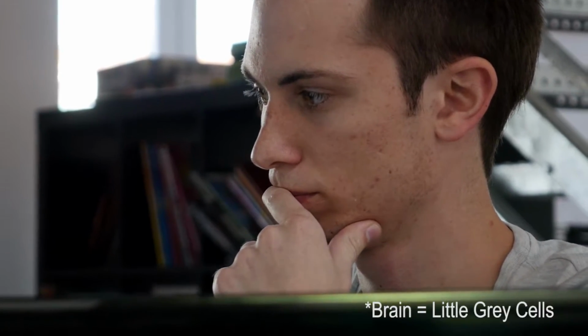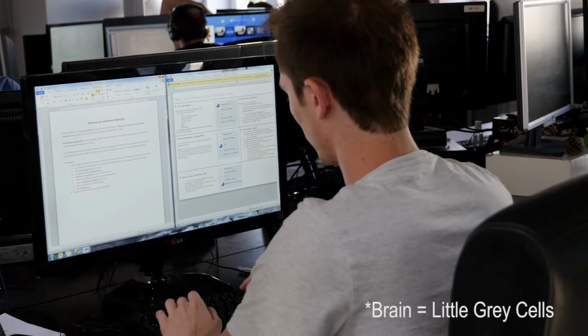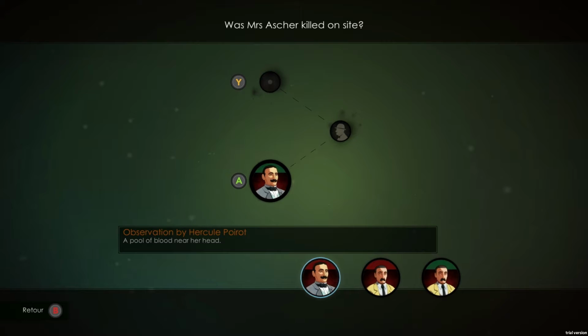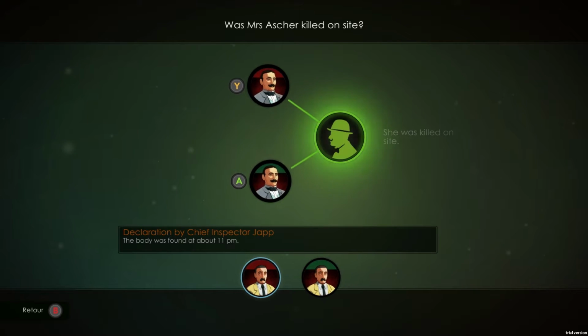We have the brain mode, which requires the player to choose the correct clues in order to answer a question. For example, what time was Mrs. Asher, the first victim, killed? He will have to use the clues he obtained from people, witness statements, or objects he found and analyse them in order to arrive at a conclusion. We have used the brain mode to illustrate Hercule Poirot's famous little grey cells that he boasts about so often in the novels.